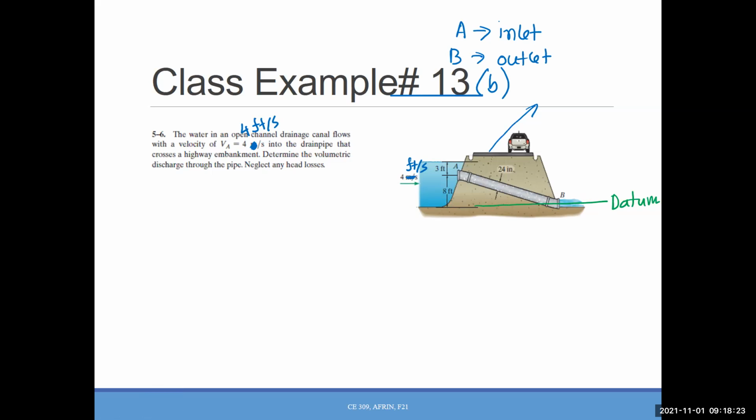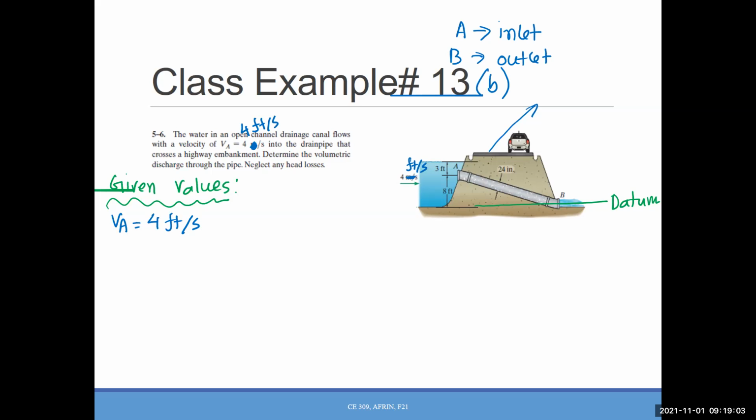Okay. Now let's write down all the given values, and then we'll write down what values we need to find out. What is the very first given value here? The velocity at A, which is 4 feet per second. Other than that, I'm not seeing any given values in the question, but I'm seeing lots of dimensions in the figure. So we need to calculate something.